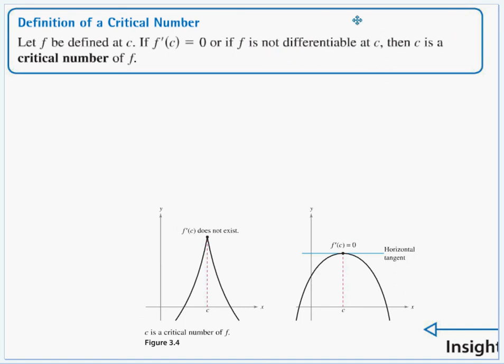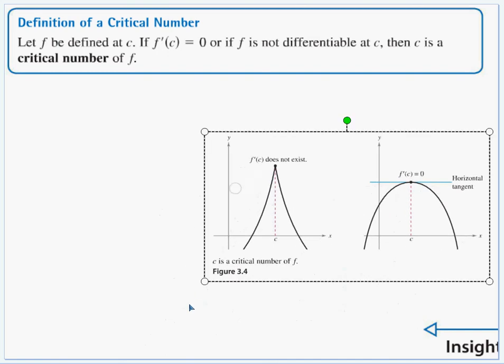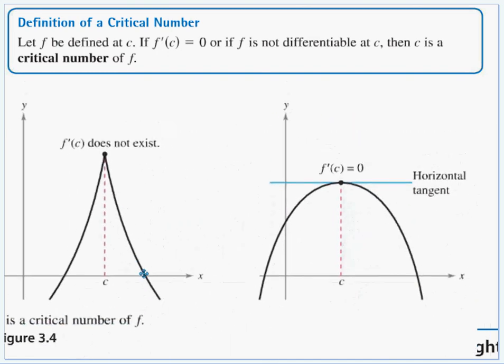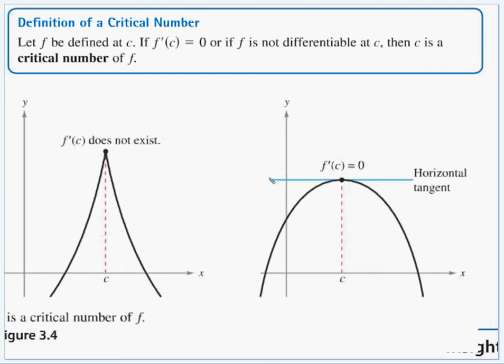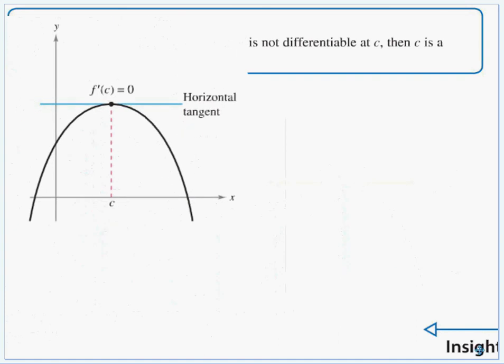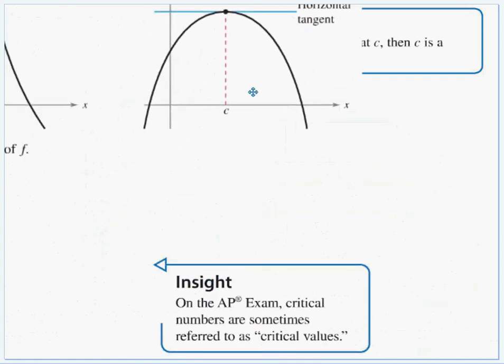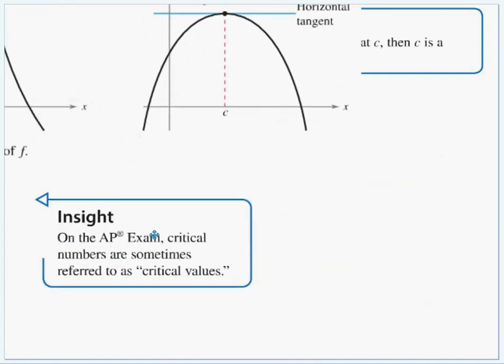Graphically it's easy to see what's going on. Either over here you're going to have a spot where a horizontal tangent line would touch. That's a nice smooth peak or valley. If you have a sharp cusp, no tangent line is going to work there. The derivative does not exist. Those both will lead you to key numbers or critical numbers. On the AP exam, the wording they might use is critical values as opposed to critical numbers. Either way, they're critical. They're important.